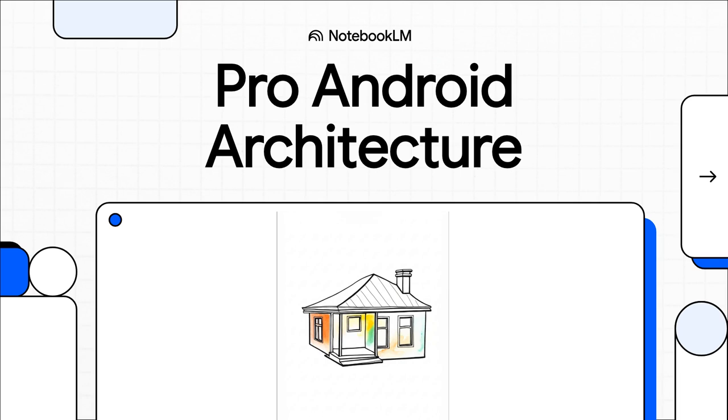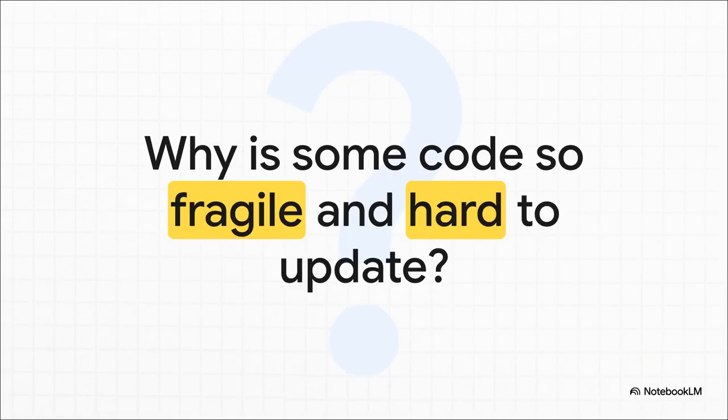Let's dive in. So, let's kick things off with a problem that I think we've all felt. You're working on your app, right? You make one tiny little change over here, and suddenly, three completely unrelated things over there just break. If that sounds familiar, you are definitely not alone. This kind of super fragile code almost always happens for one reason. Everything's tangled together with no real structure.